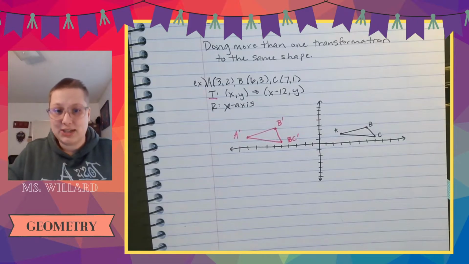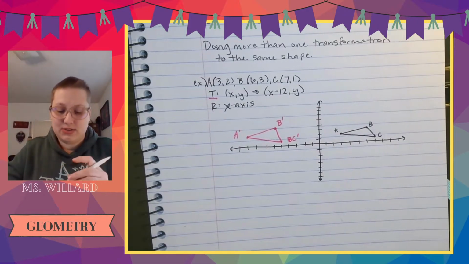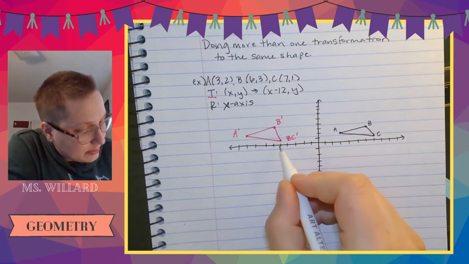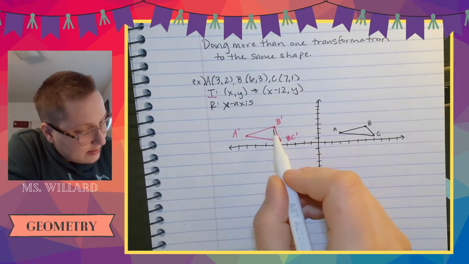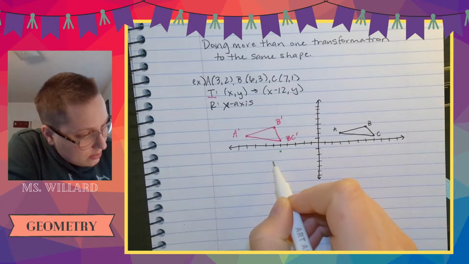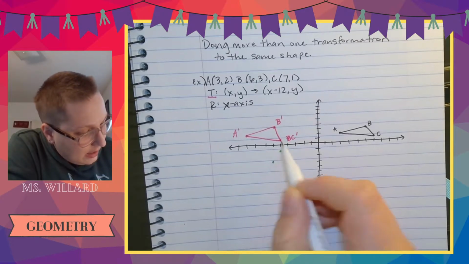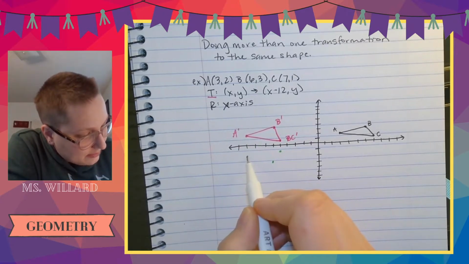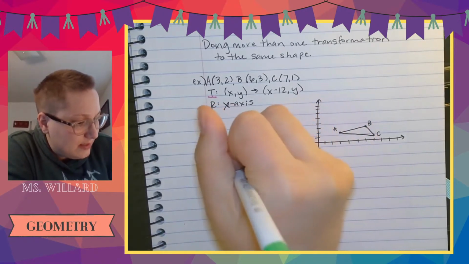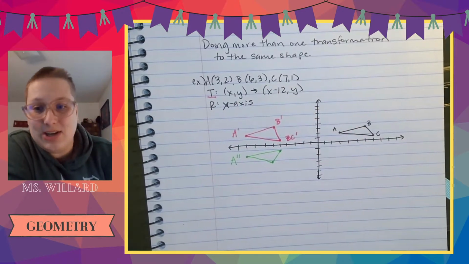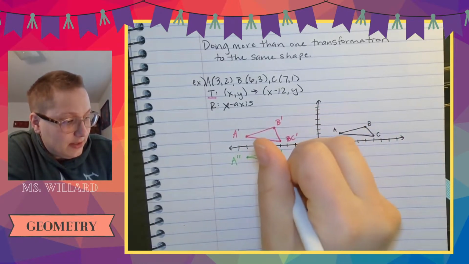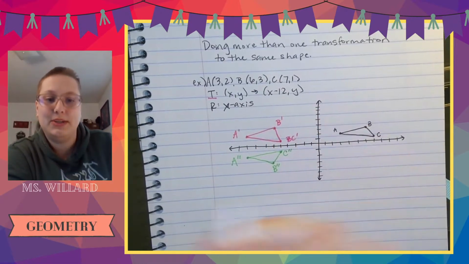Now I have to do the reflection over the x-axis. So I'm just going to flip everything. So this is 1 point up, so it'll be 1 point down. This here is 3 points up, so it'll be 3 points down. Or 4, 3. And then this is 2 points up, so it'll be 2 points down. See how I'm doing that? So this is new A. So we do A double prime. This one is new B, and this is the new C.